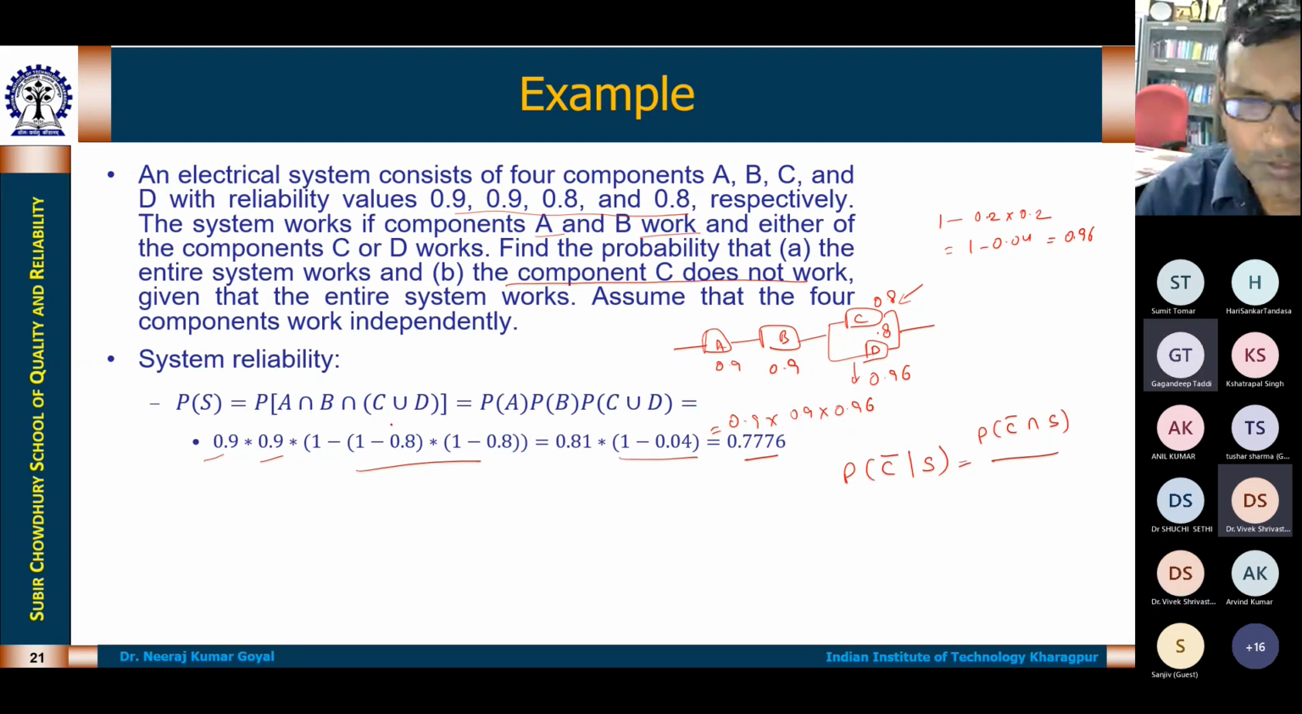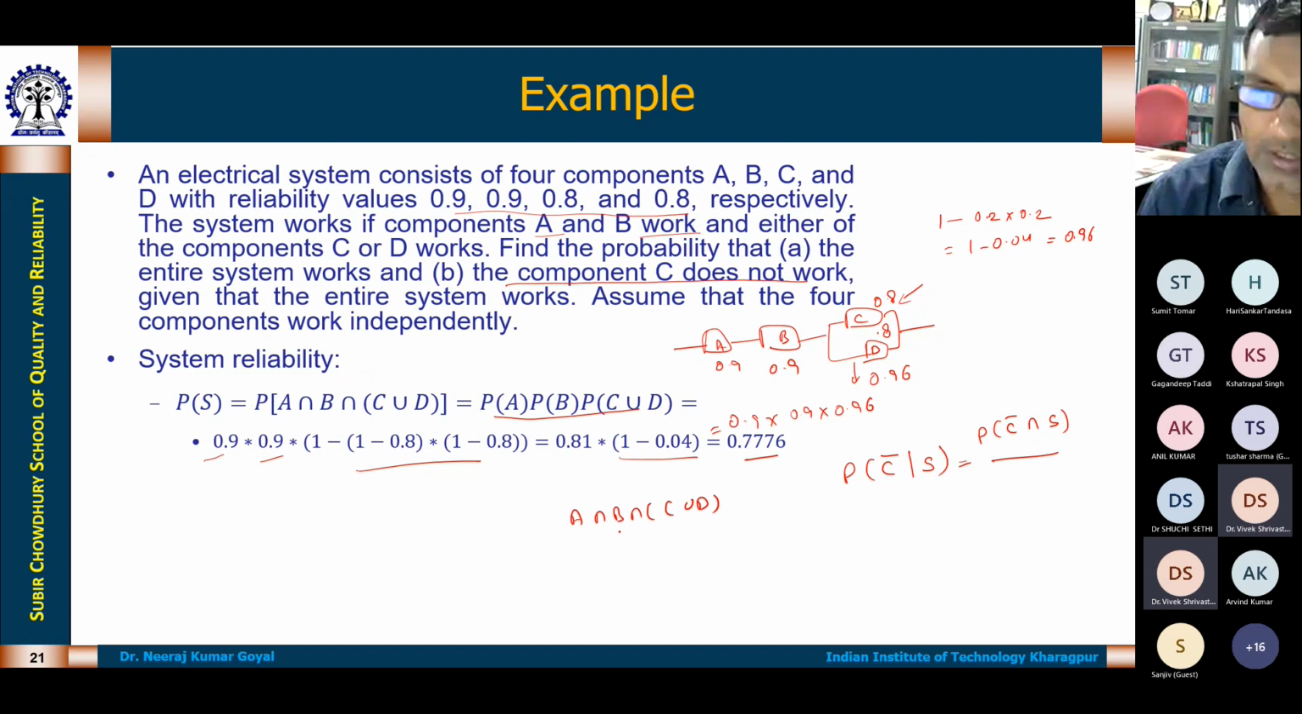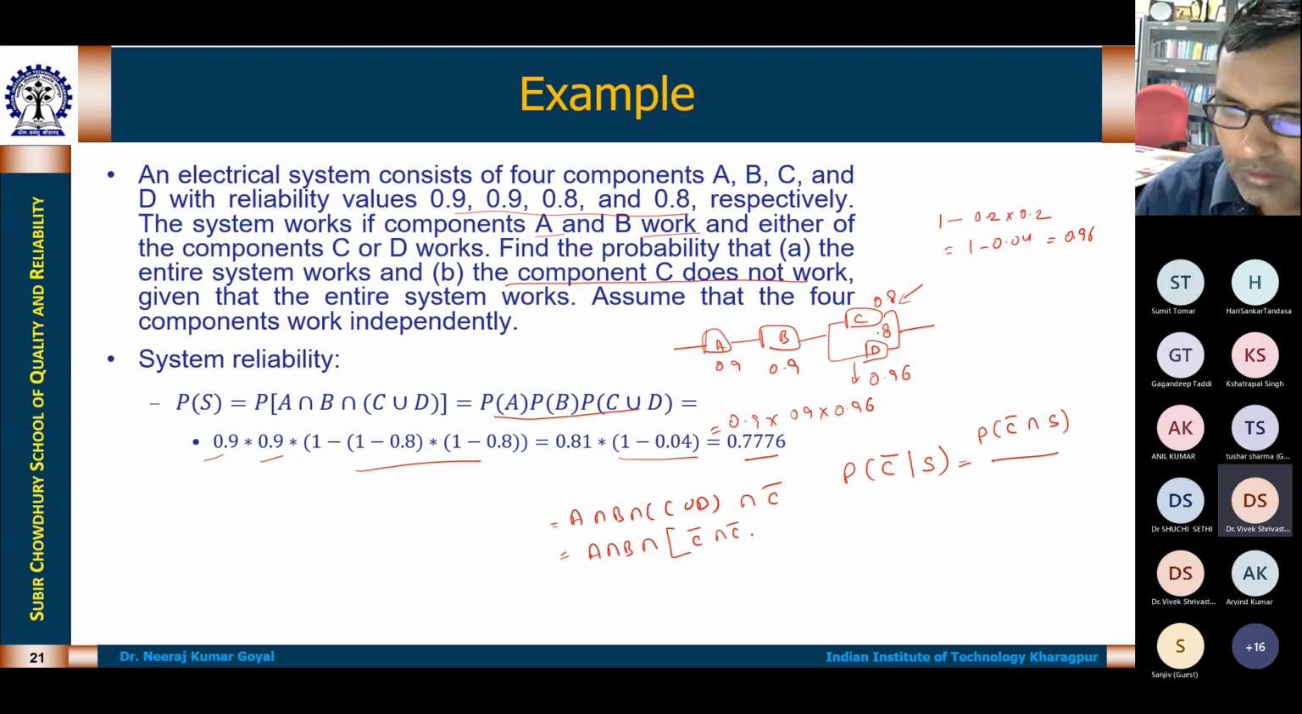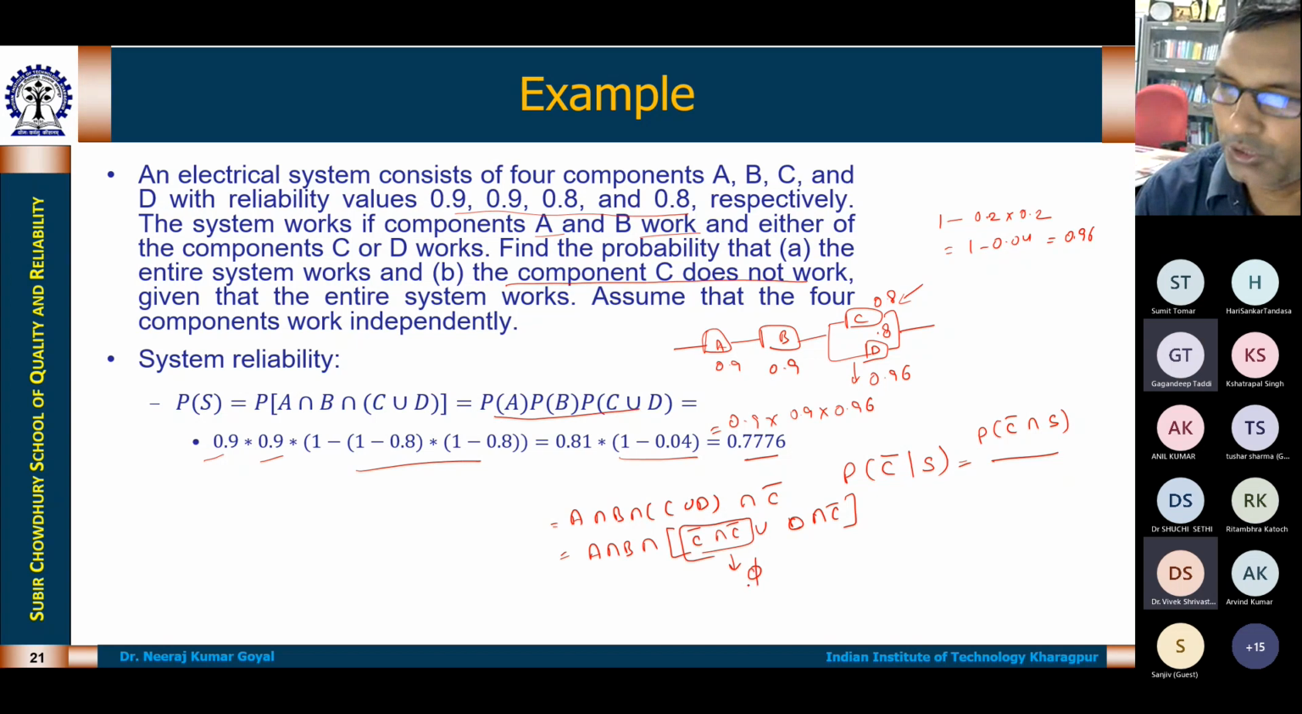Okay. System probability. What is system probability? System probability is A intersection B intersection (C union D). Right? If I intersect this with C bar, what will happen? This will not impact A. A intersection B will remain the same. This inside it will become C intersection with C bar union D intersection with C bar. C bar intersection with C bar, will be how much? Will be null or 0.